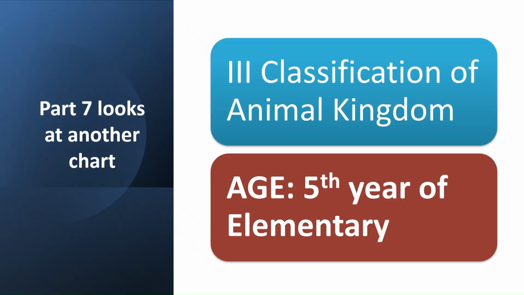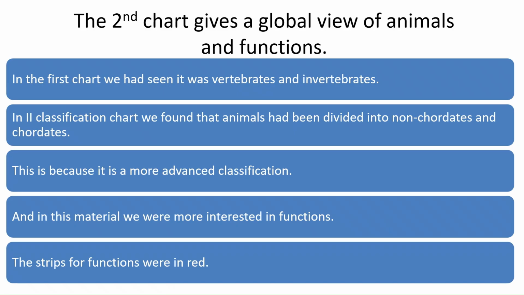Part 7 looks at another chart, that is the third classification of animal kingdom, and the age we give this is when the children are in the 5th year of elementary, that is around the age of 11 or 12. The chart gives a global view of animals and functions. In the first chart, we had seen it was vertebrates and invertebrates.